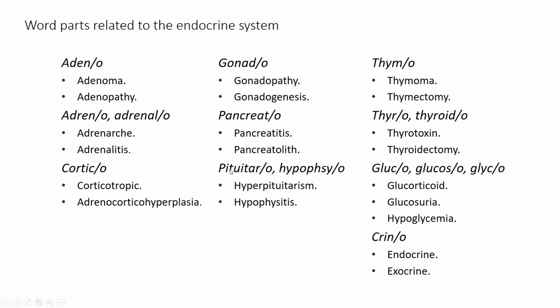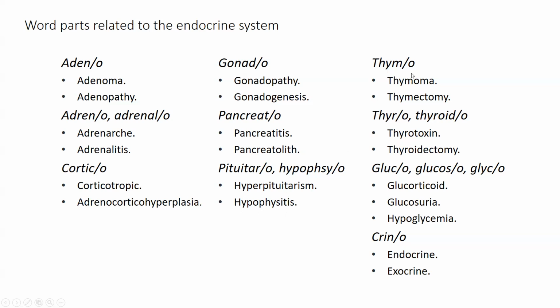As I mentioned before, the pituitary is also called the hypophysis. So both pituitaro and hypophysio refer to the pituitary gland. Hyperpituitarism, sometimes called gigantism, is an overproduction of growth hormone. So it's too much pituitary activity. Hypophysitis is an inflammation of the pituitary gland.